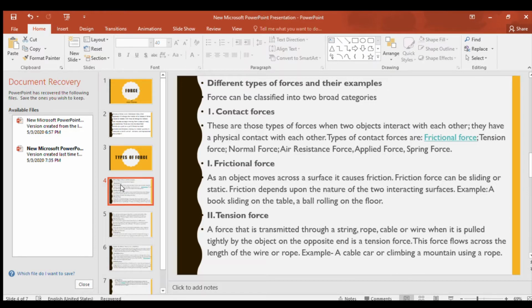And next we can go into tension force. It is a force that is transmitted through a string, rope, cable, or wire when it is pulled tightly by forces acting from opposite ends. This force flows across the length of the wire or rope. Examples are a cable car or climbing a mountain using a rope. And friction force examples are a book sliding on the table and a ball rolling on the floor.